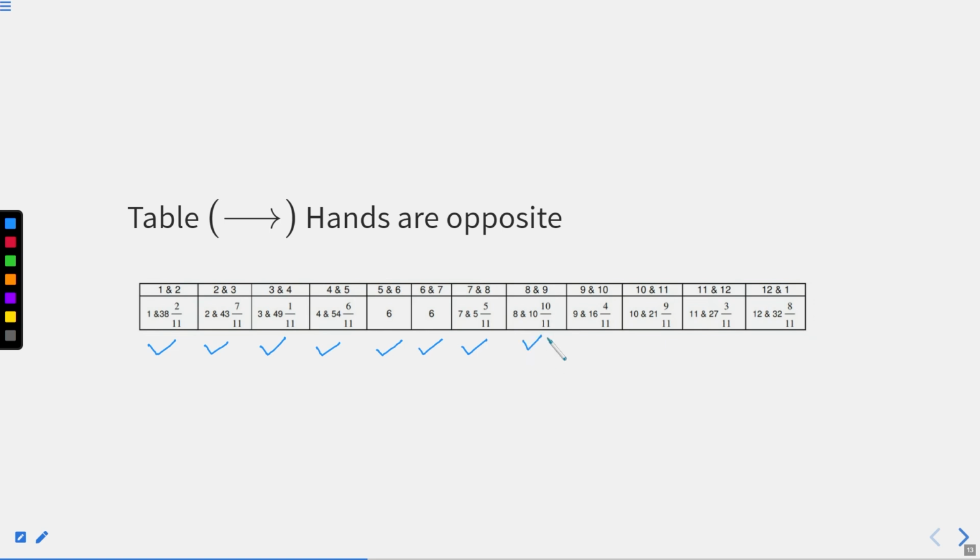8 and 9, 8 hours and 10 minutes. 9 and 10, it will be 9 hours 16 minutes. Similarly 10, 21, 11, 27, and in between 12 and 1, they will be opposite to each other at 12 hours 32 minutes and 8/11 minutes. Right? I hope this part is clear. When I say opposite, it means 180 degrees. I hope this part is clear till here, right?